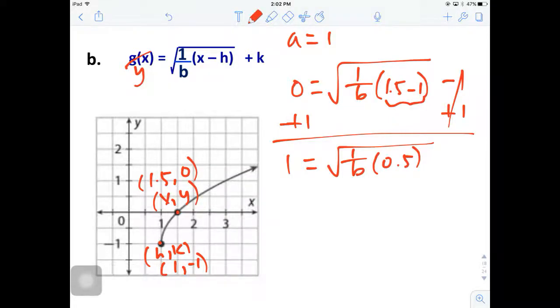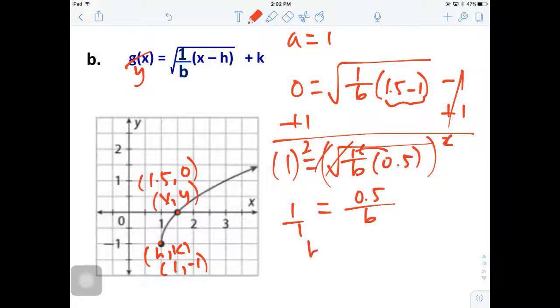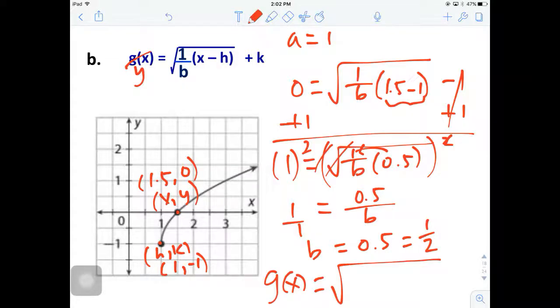And next we're going to square both sides so we can get rid of that square root. So we got 1 squared, which is 1, equals, I'm going to multiply the 0.5 on top, so it's 0.5 over b. And then cross multiply, I have b equals 0.5, or I can write that as 1/2, since that looks a little bit better. And we are ready to write g of x equals 2 square root of b, which is 1 over 1/2.